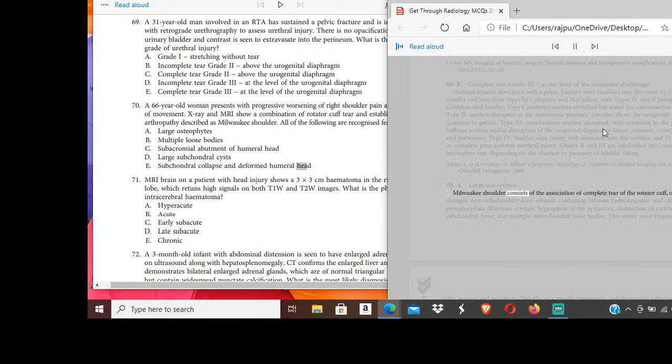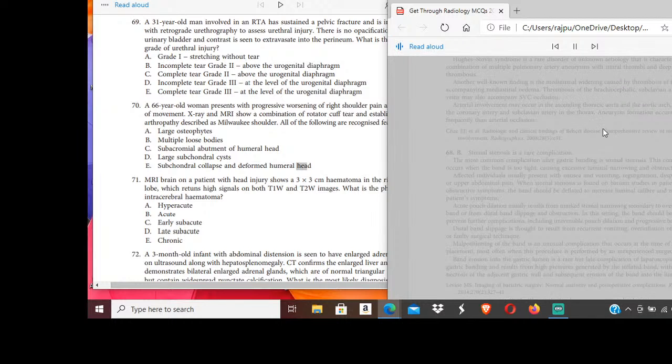Osteophytes. Milwaukee shoulder consists of the association of complete tear of the rotator cuff, osteoarthritic changes, non-inflammatory joint effusion containing calcium hydroxyapatite and calcium pyrophosphate dihydrate crystals, hyperplasia of the synovium, destruction of cartilage and subchondral bone, and multiple osteochondral loose bodies. This entity most frequently affects. Chapter 6. Test paper 3, answers.